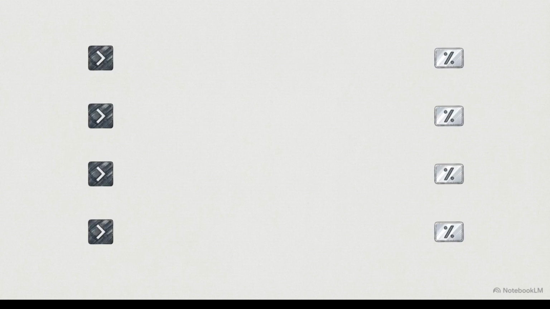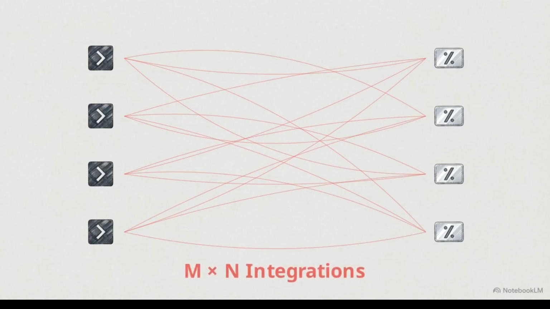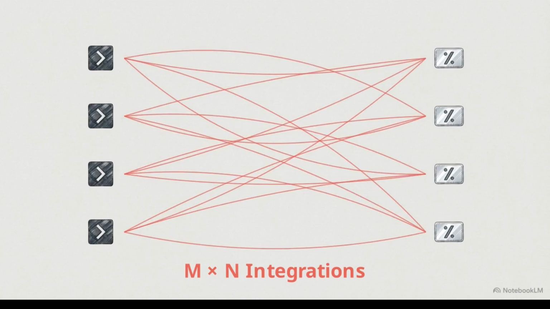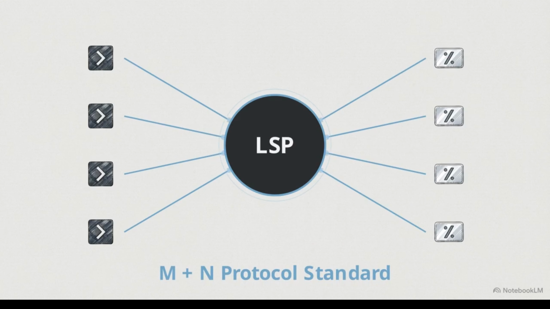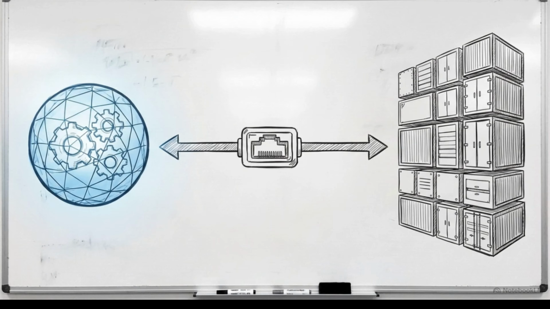To understand how it works, let's look at the Language Server Protocol, or LSP. Before LSP, every text editor needed a custom plugin for every programming language. LSP created a single universal standard that unified the entire IDE ecosystem. MCP applies this exact architectural logic to artificial intelligence. It decouples the model's underlying intelligence from the raw data access it requires to function.